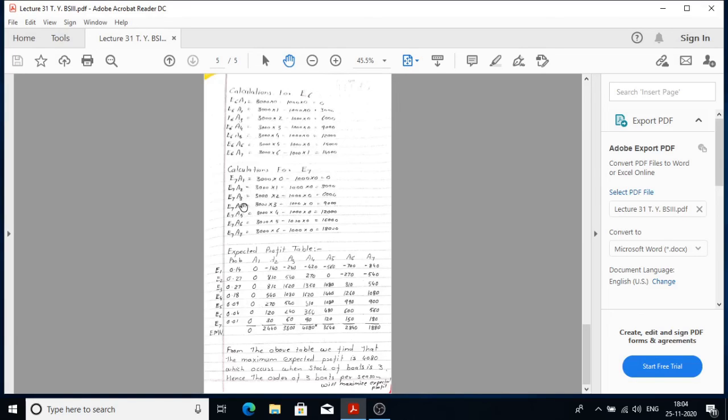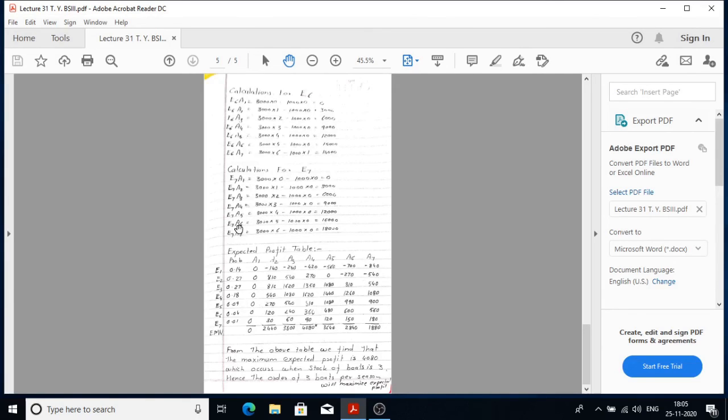E7 A3. A3 means stock of 2 boats and demand is for 6 boats. So 3000 into 2, that becomes 6000. E7 A4. Demand is for 6 boats and stock is for 3 boats. So we can sell 3 boats. 3000 into 3, that becomes 9000. E7 A5. Stock is for 4 boats. Demand is for 6 boats. So 3000 into 4 becomes 12,000.